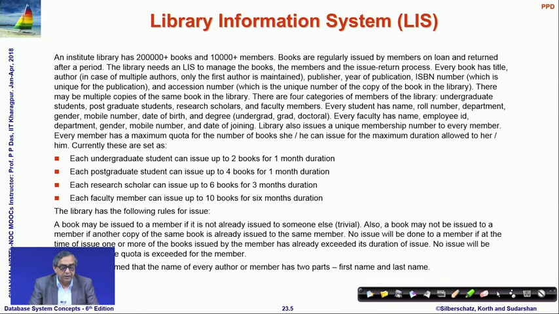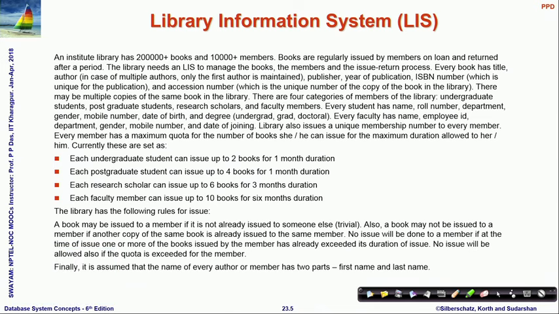We are talking about an institute library that has over 2 lakh books and over 10,000 members who regularly issue the books on loan and return them on the expiry of the period or before that. The library needs a library information system to manage the books, the members, as well as the issue return process. We are just looking into these aspects, not the procurement of books and organization of the books and so on. Now, what is given?